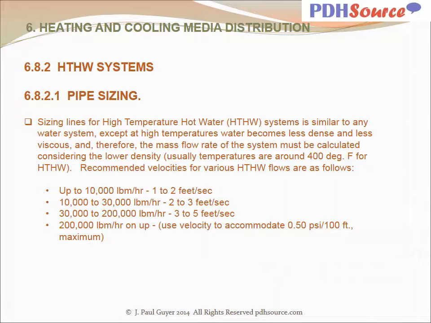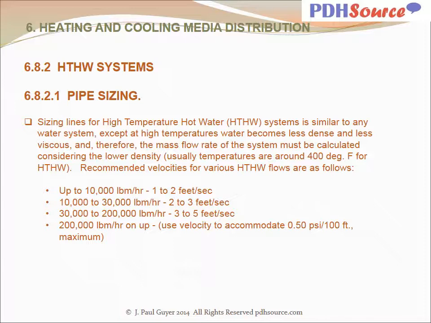Sizing lines for high temperature hot water systems is similar to any water system, except at high temperatures water becomes less dense and less viscous, and therefore the mass flow rate of the system must be calculated considering the lower density. Usually temperatures are about 400 degrees Fahrenheit for high temperature hot water systems.